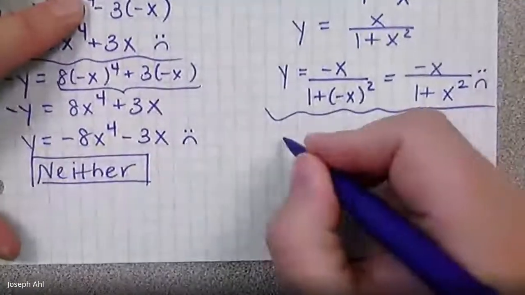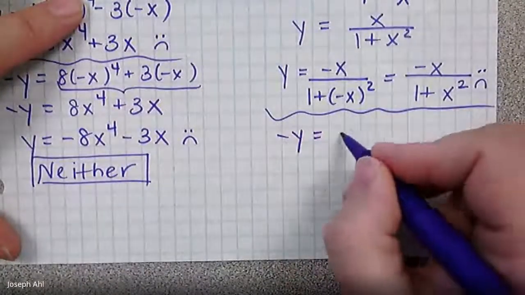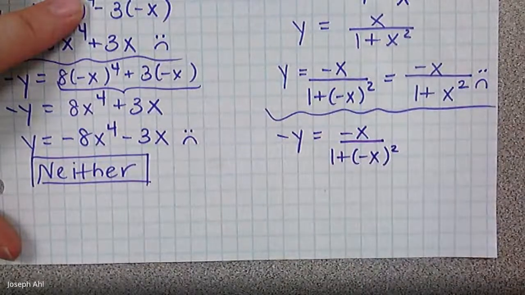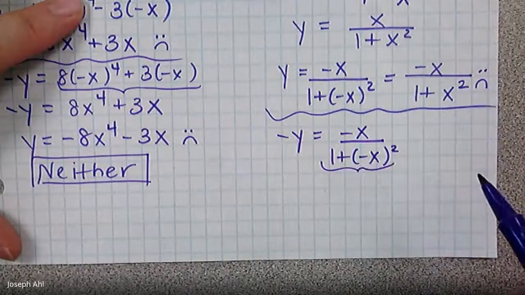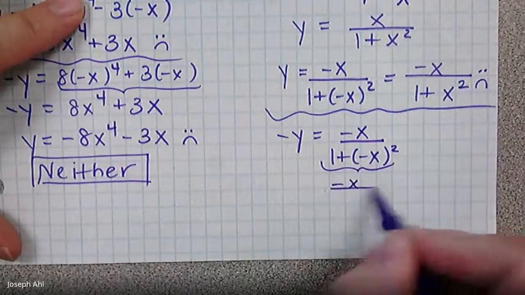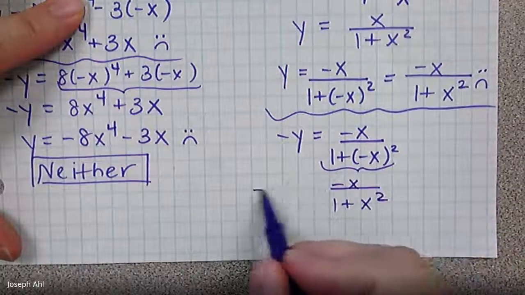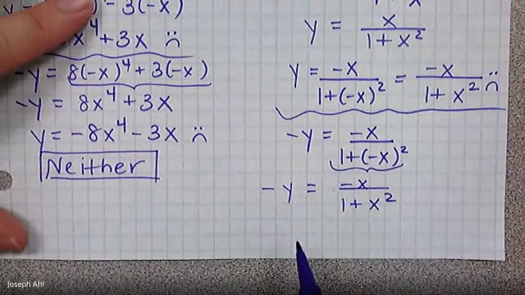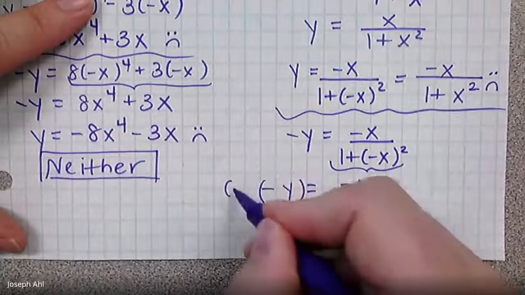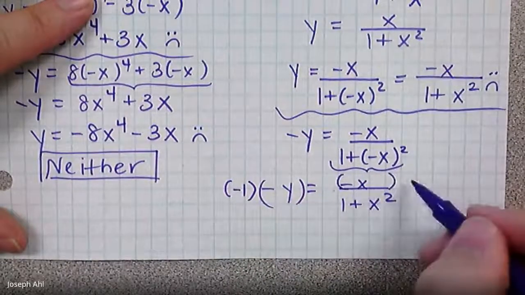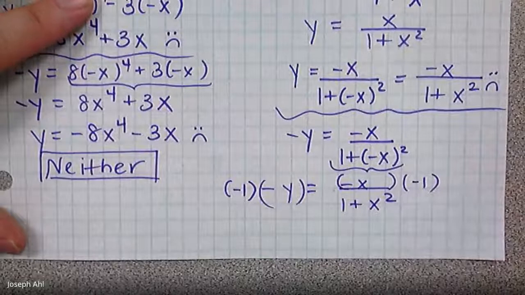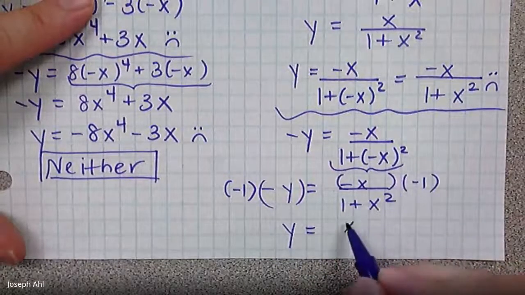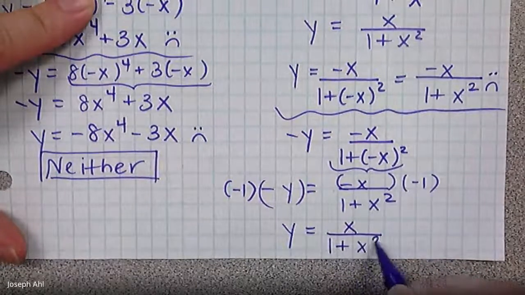All right, so we get negative y equals, putting the negative x in both those spots. We already know what this side becomes: negative x over 1 plus x squared. How do I get rid of the negative in front of this y? I usually divide it to both sides, right? But in this case, because we have a fraction over there already, I'm going to multiply both sides by negative 1, and look what happens. When I multiply this by negative 1, this becomes positive x up here over 1 plus x squared.